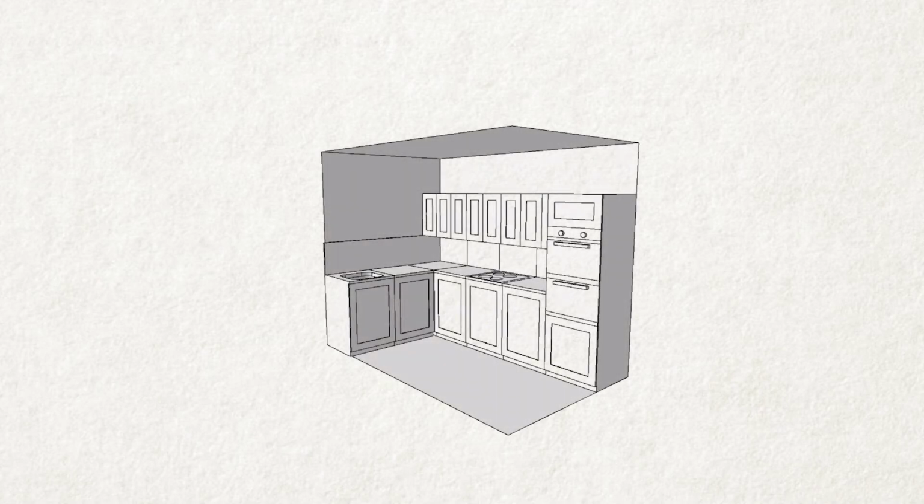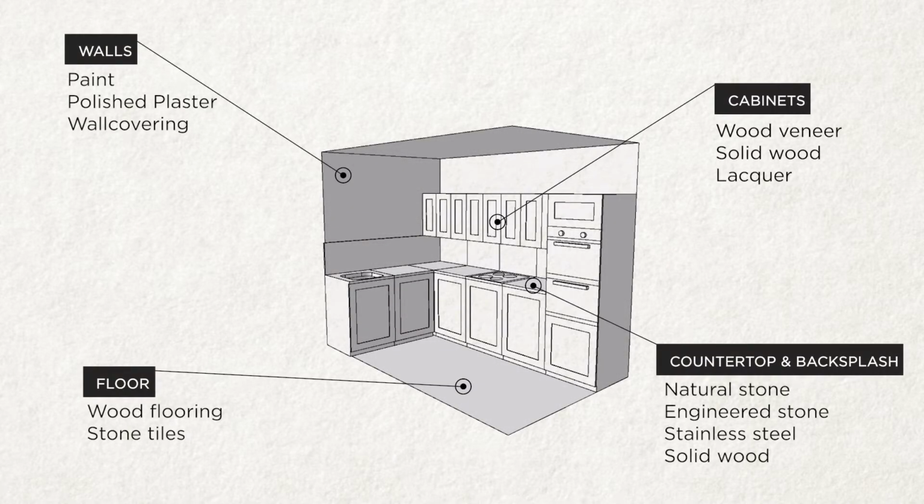There's also many other finishes possible for kitchen countertops and backsplashes. They could be stainless steel, solid wood, soapstone, laminate, or concrete. Each comes with its own benefits and drawbacks. After finishes, let's look at the third principle, details.